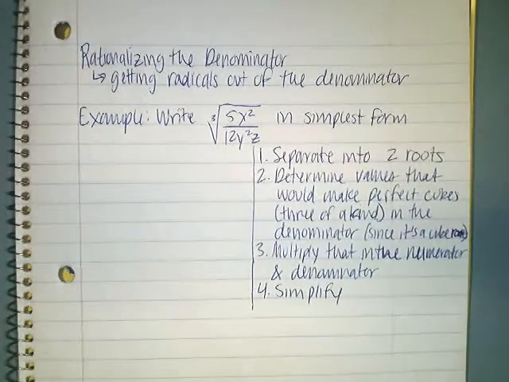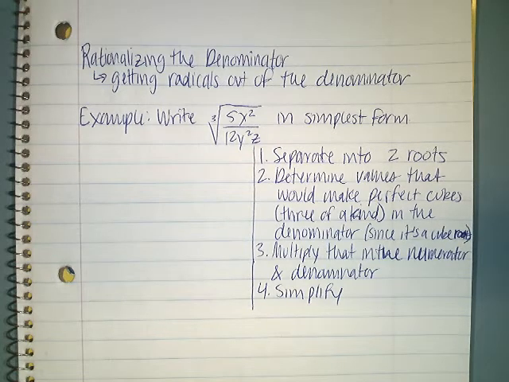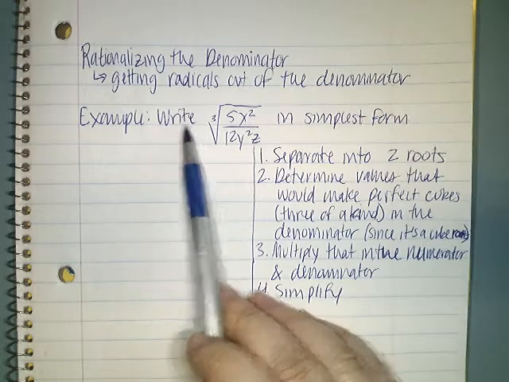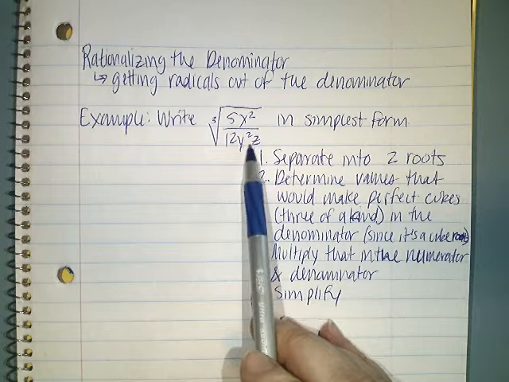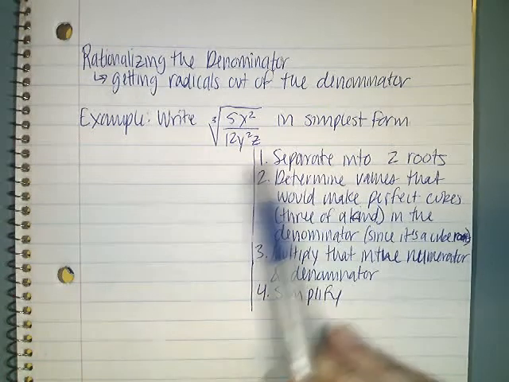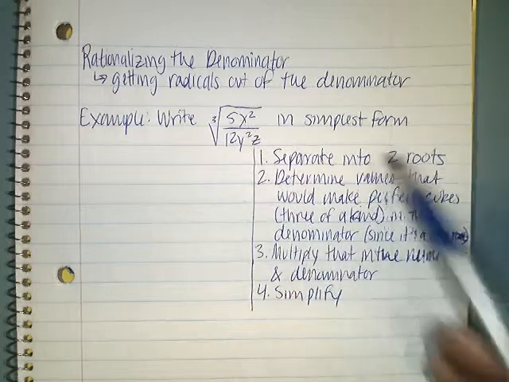So rationalizing the denominator means getting radicals out of the denominator. So mathematically, normally we don't leave irrational numbers in the denominator. So we're going to practice getting them out of that denominator. So our first example, I want us to write the cube root of 5x squared over 12y squared z in simplest form.